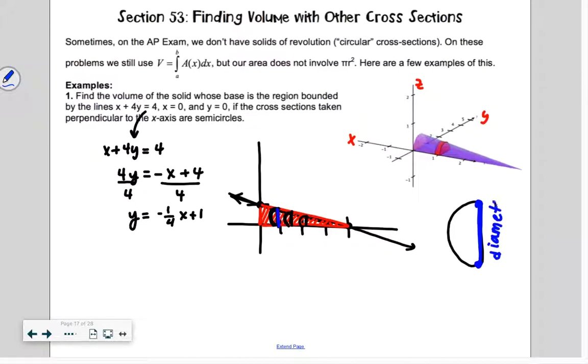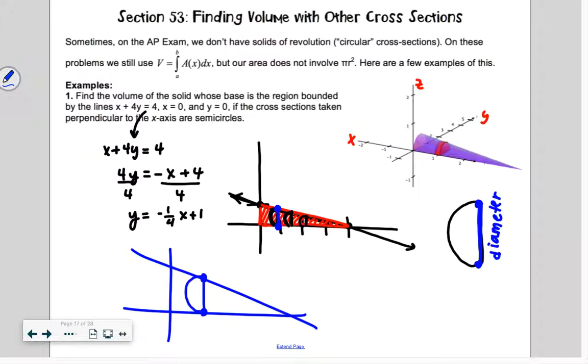How do you think we find that distance in terms of x? It's this to this, right? How did we do things when we wanted a distance from here to here? What did we do? We took the top curve minus the bottom curve, right? So what is our top curve? It's that negative 1/4 x plus 1, and our bottom curve is y equals 0, and we have a semicircle coming up off of it.